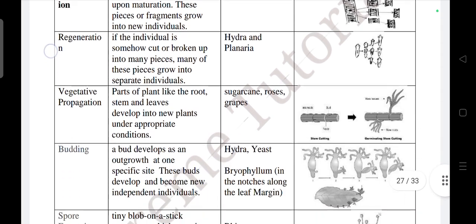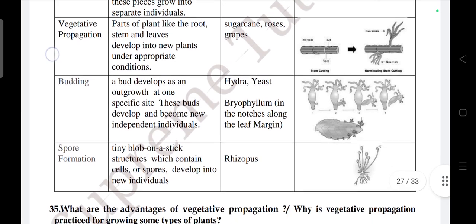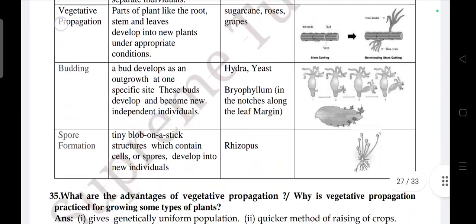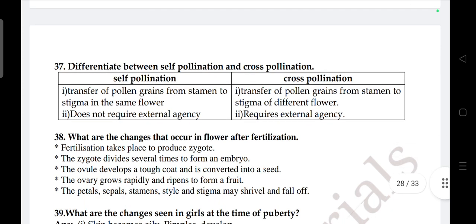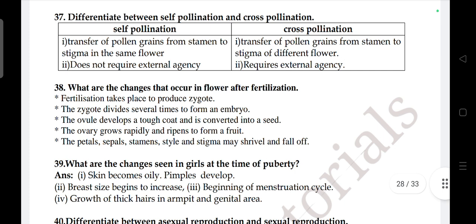Give an example for budding, spore formation, like that. You have to practice this one. What are the advantages of vegetative propagation? Why is vegetative propagation practiced for growing some types of plants? What is pollination and fertilization? Difference between pollination and fertilization. Difference between self-pollination and cross-pollination. What are the changes that occur in the flower after fertilization?